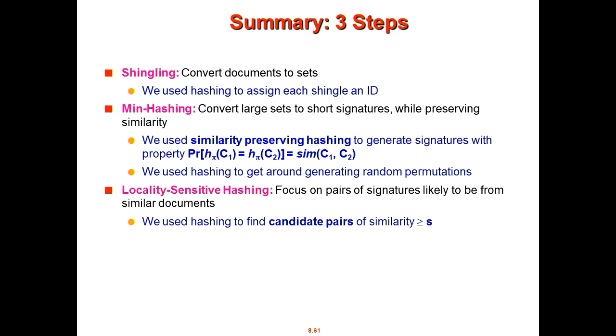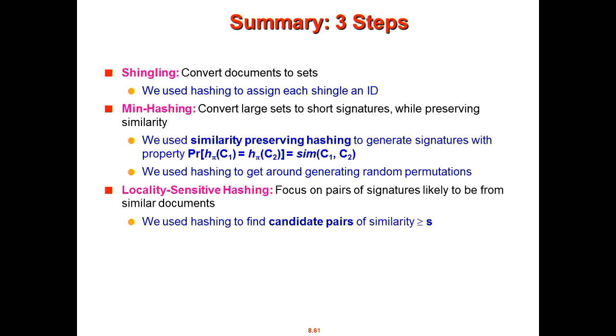First is shingling. We convert documents to sets. We use hashing to assign each shingle an ID. Then we use a set of such IDs to represent documents. The next step is called min-hashing. Min-hashing is used to convert the large sets to short signatures, while we can still preserve similarity.